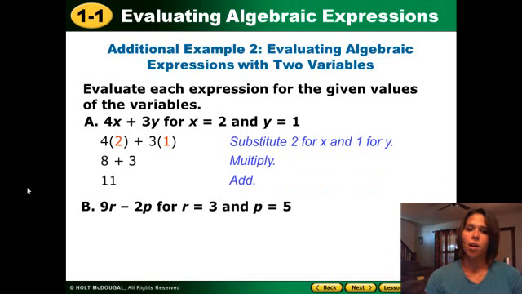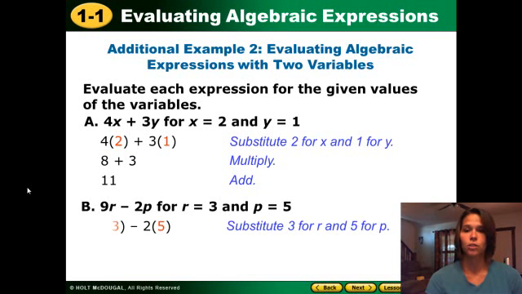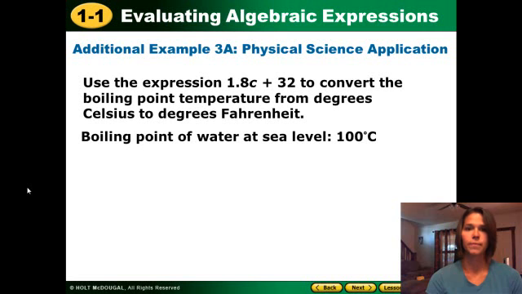Example B, 9r minus 2p for r equal 3 and p equal 5. Again, the 9 and the 2 are coefficients, which means to multiply since no arithmetic symbol is given. Substitute your values for your variables. 9 times 3 minus 2 times 5. Multiply those. 27 minus 10. And your last step is to subtract. Answer 17. Where might we use this in the real world?